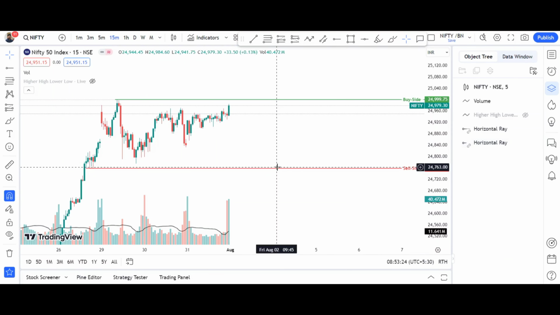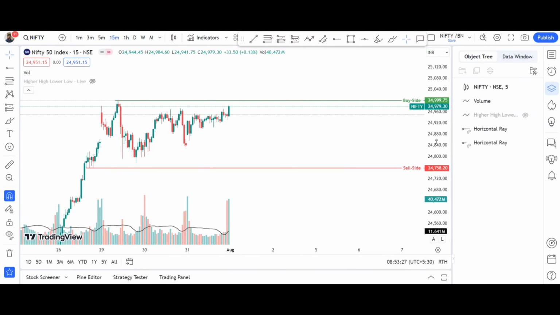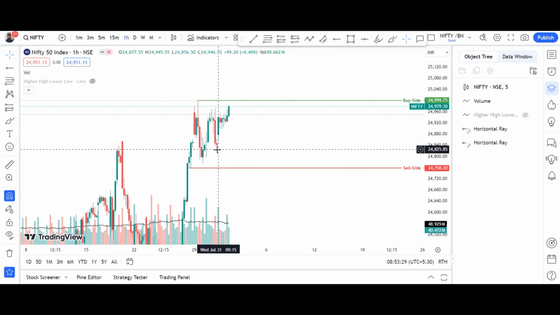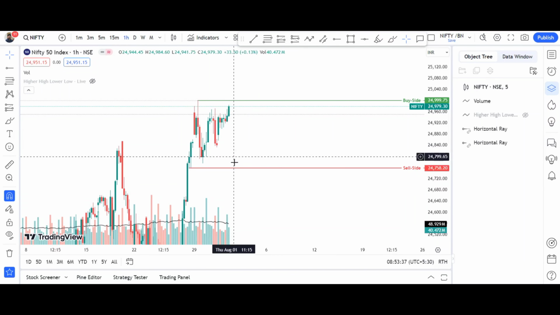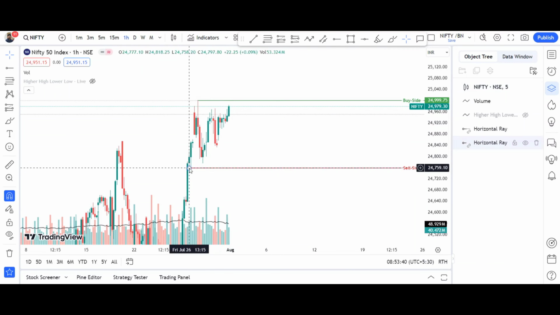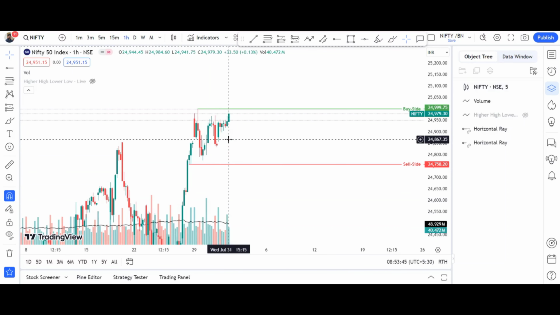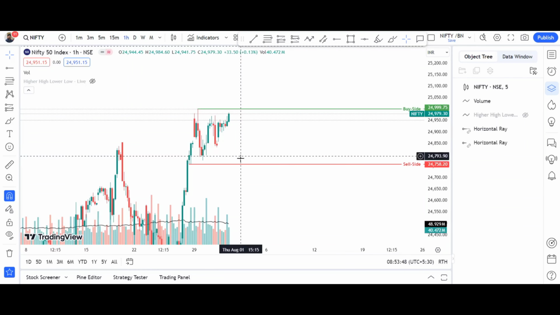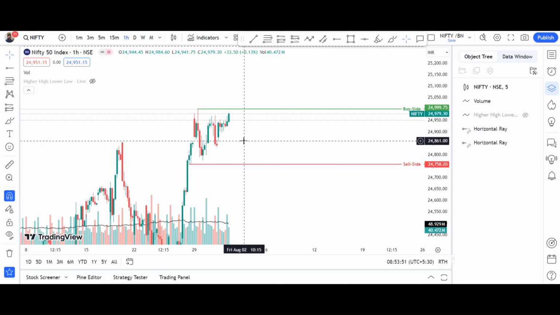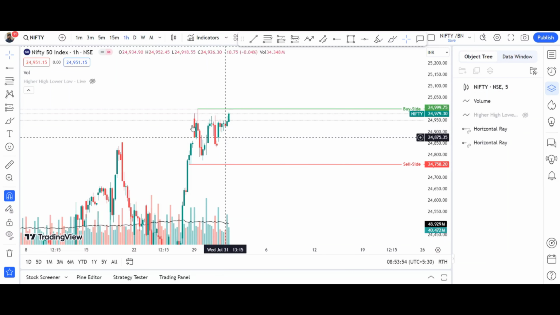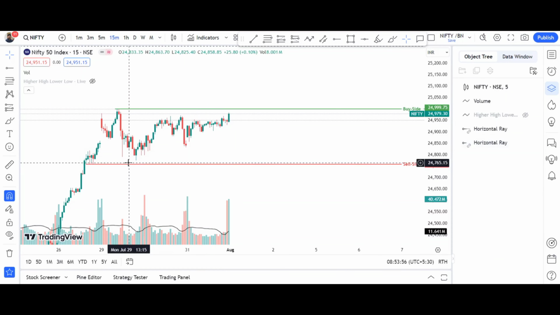Okay. So in 1 hour we marked a sell side here, but in 15 minutes we got to know the distance between the sell sides is very low. So we mark this sell side only. It's better to always mark only one side, but if the distance between the sell sides is more, we can mark one more sell side. But here in 15 minutes we didn't get a proper sell side in between this, so we are keeping this as the only sell side.